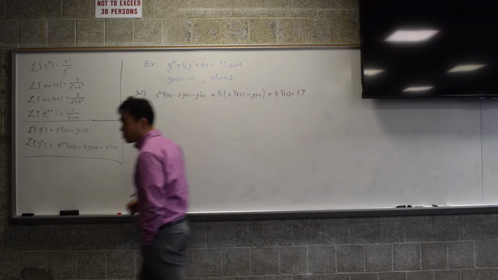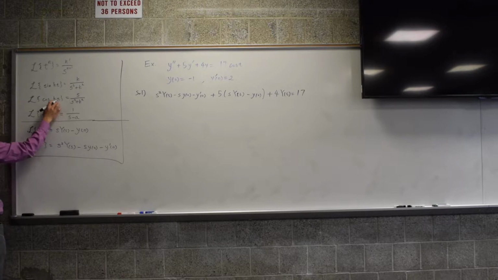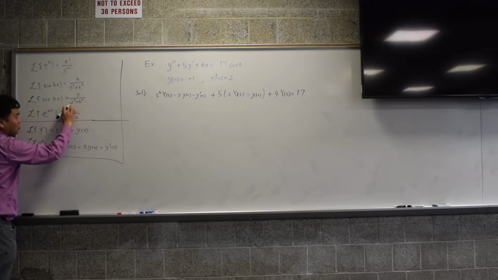Let's see, what's the Laplace transform of cosine? It's this thing, right, with k equal to 1. So it's s over s squared plus 1.